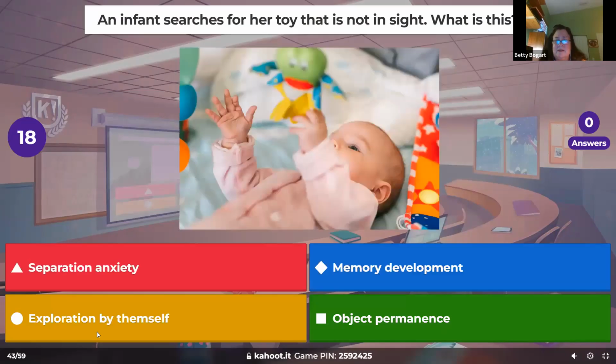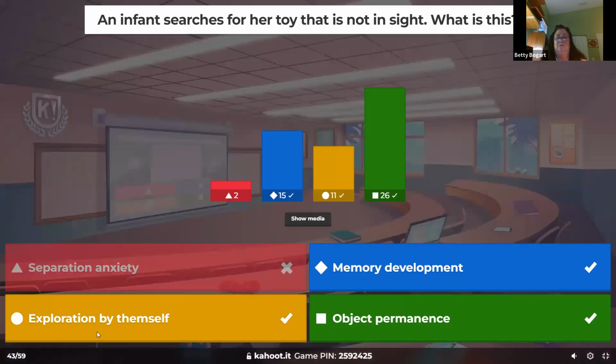A multi-select. An infant searches for her toy that is not in sight. What is this? It develops memory, it explores by themselves, but the overall name is, it's called object permanence, which is the exploration and the memory development.